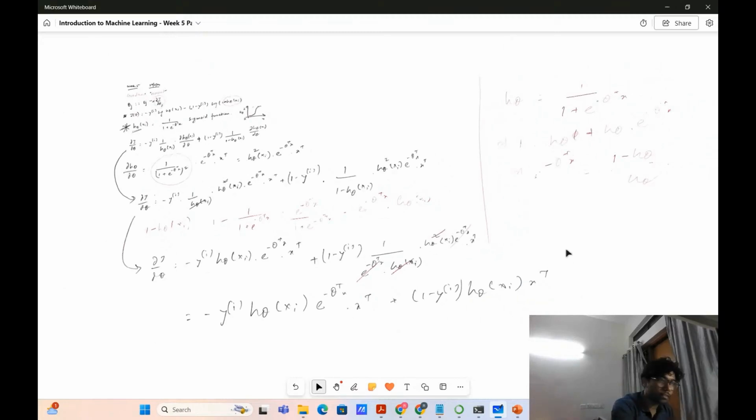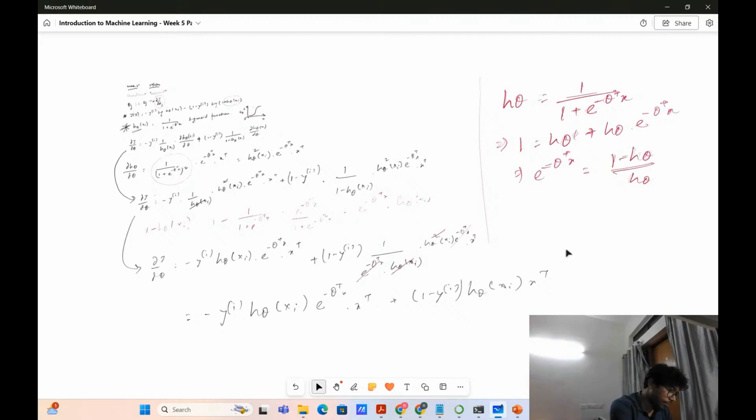I think the ink is a little bit lower. Let me write it properly. So h theta equals 1 divided by 1 plus e to the power of minus theta transpose x, right? Simplifying this, I will get h theta plus this thing, and from here you can get e to the power minus theta transpose x equals 1 minus h theta divided by h theta.